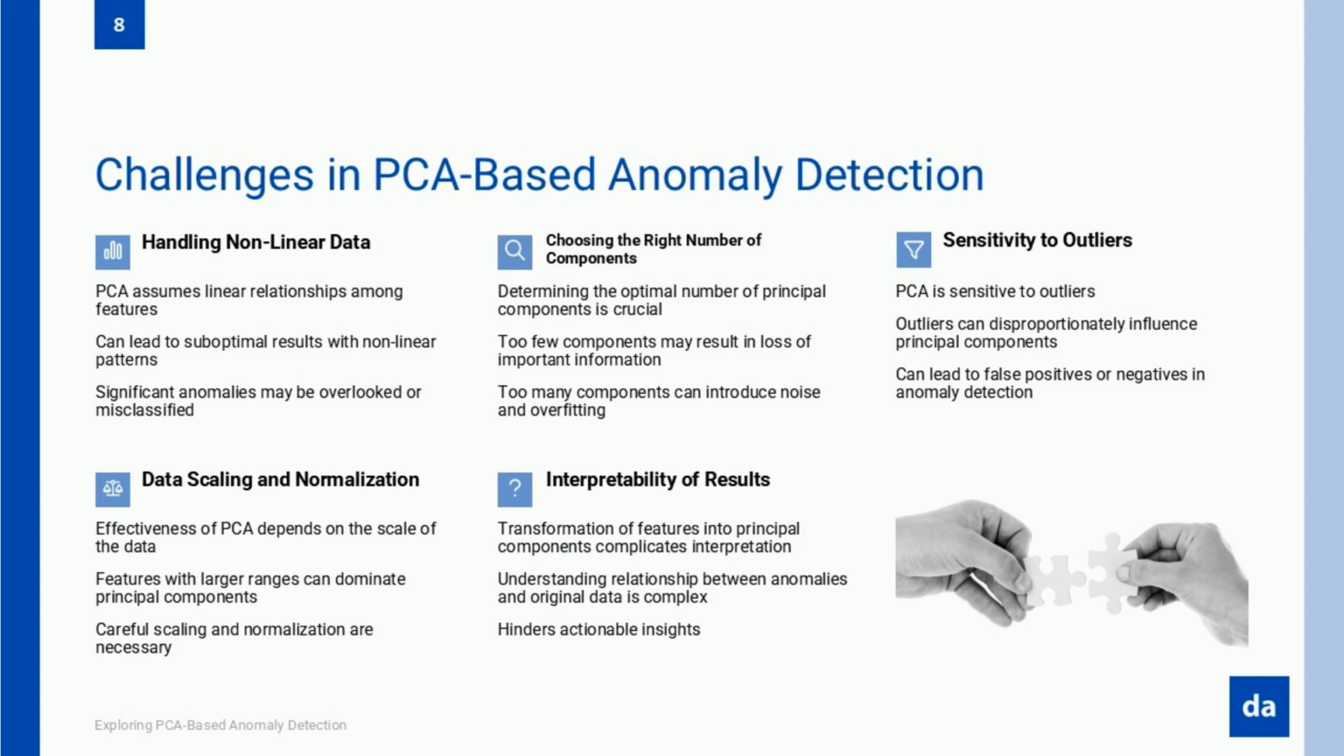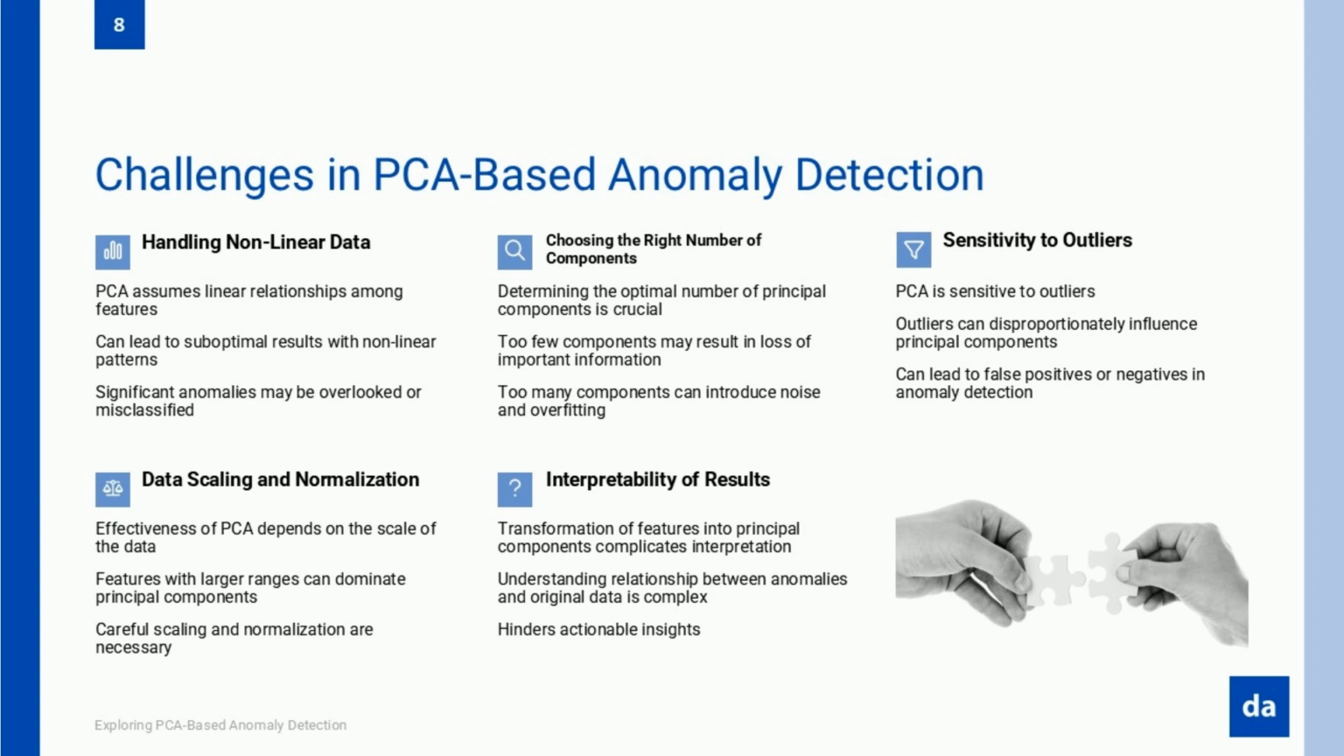Handling nonlinear data is another limitation. PCA assumes that relationships between features are linear, meaning it works best when data follows a straight line pattern in a high-dimensional space. However, in many real-world scenarios, like detecting fraudulent transactions or recognizing unusual behavior in sensor networks, relationships between features are nonlinear. Standard PCA struggles to capture these patterns, leading to suboptimal results. Nonlinear extensions like kernel PCA or autoencoders can sometimes help, but they add complexity.